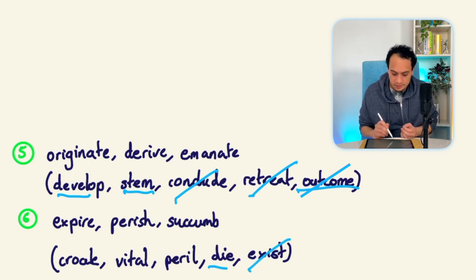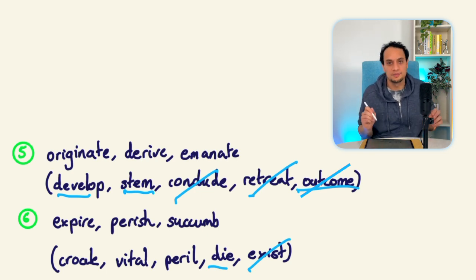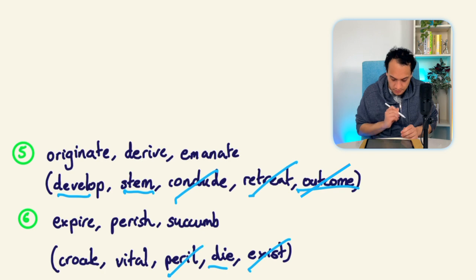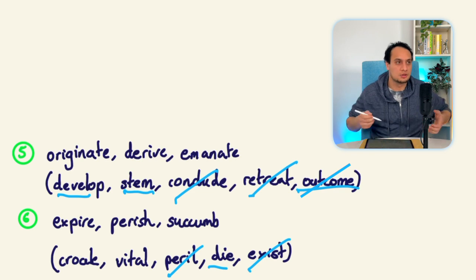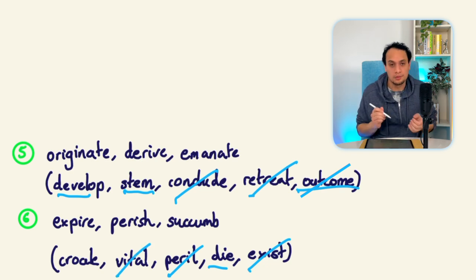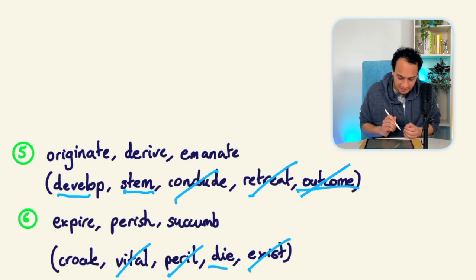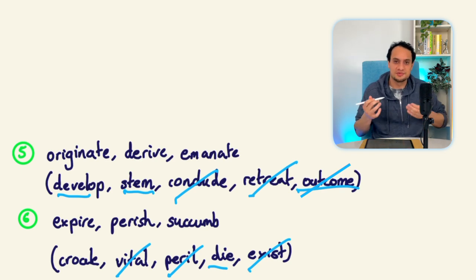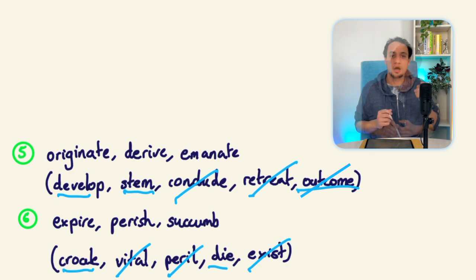Then peril, that means to be in danger of dying or in danger. So we're going to cross that out because that doesn't mean the same thing as to die. And then vital means that you're alive. So it's actually the opposite, like the word vitality. So I'm going to cross that out. Or it could also mean that something's important. So I'm left with croak, which is my sort of strange example. If you croak, that actually means to die. I hope that was useful.